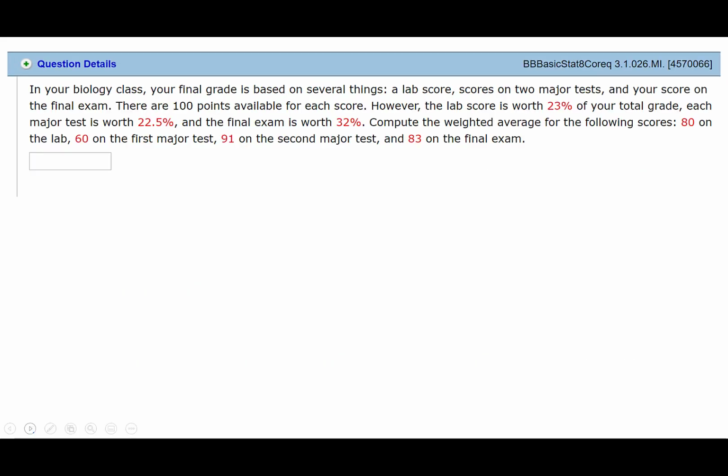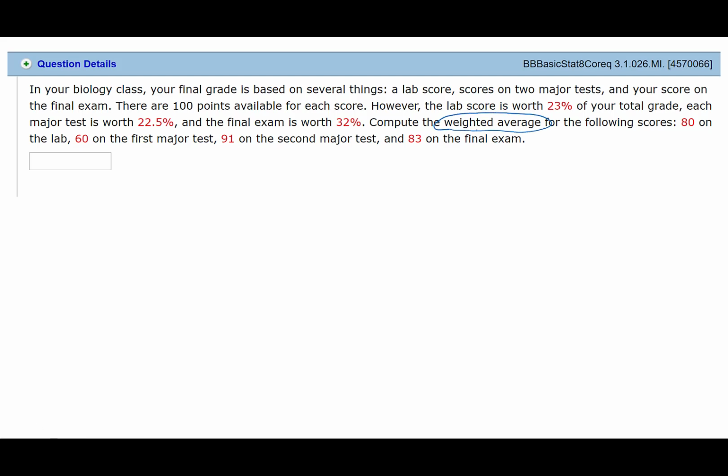Next question says in your biology class, your final grade is based on several things: a lab score, scores on 2 major tests, and your score on the final exam. There are 100 points available for each score. However, the lab score is worth 23% of your total grade. Each major test is worth 22.5%, and the final exam is worth 32%. Compute the weighted average for the following scores.